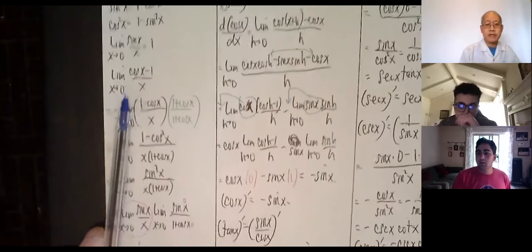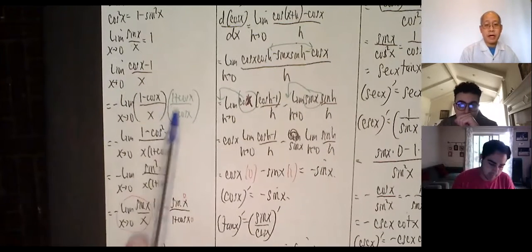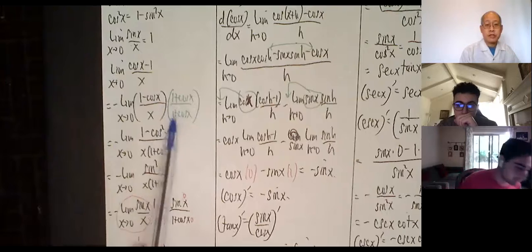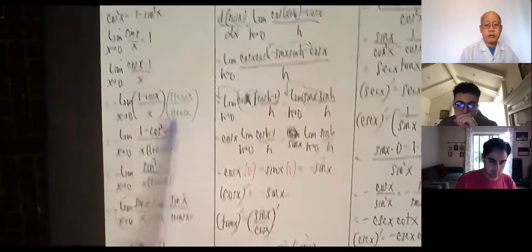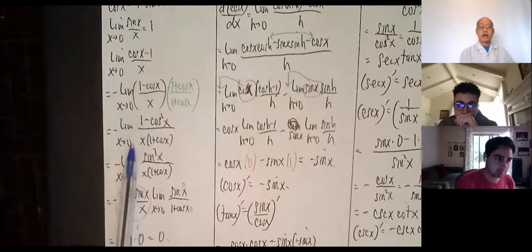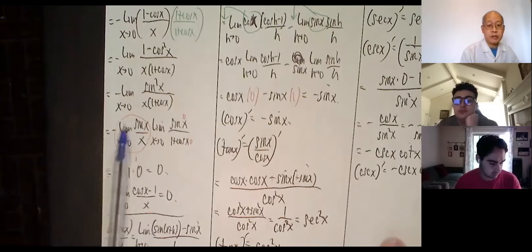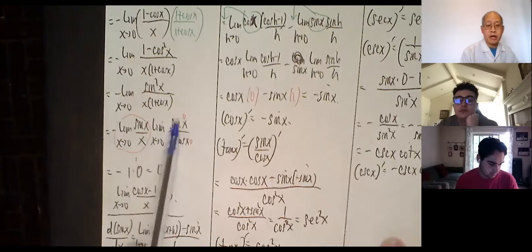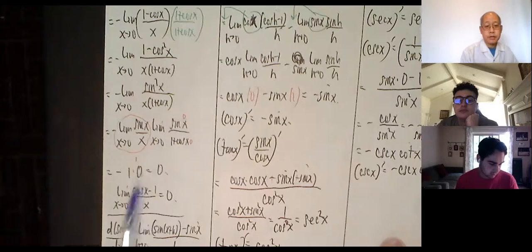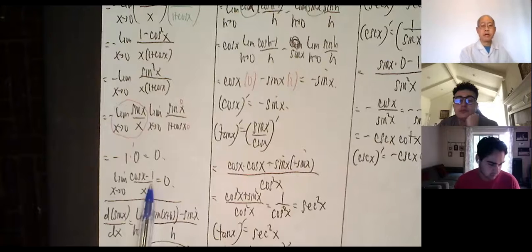To prove this, you could multiply by 1 plus cosine x over 1 plus cosine x, and it breaks down into something like this. And you'd have the limit as x approaches 0 of sine x over x, which we know is 1. And this limit, if you directly plug in, you get 0. Okay, so this limit comes out to be 0.